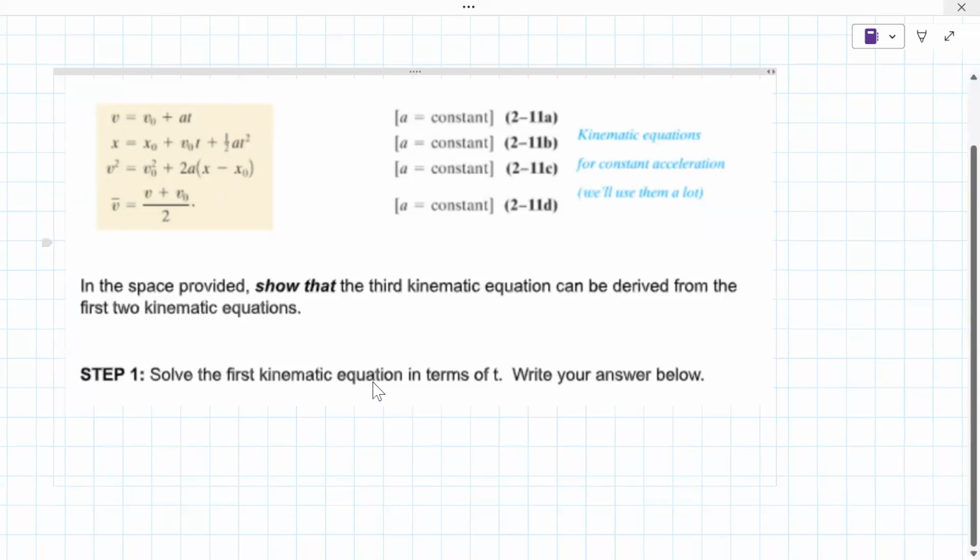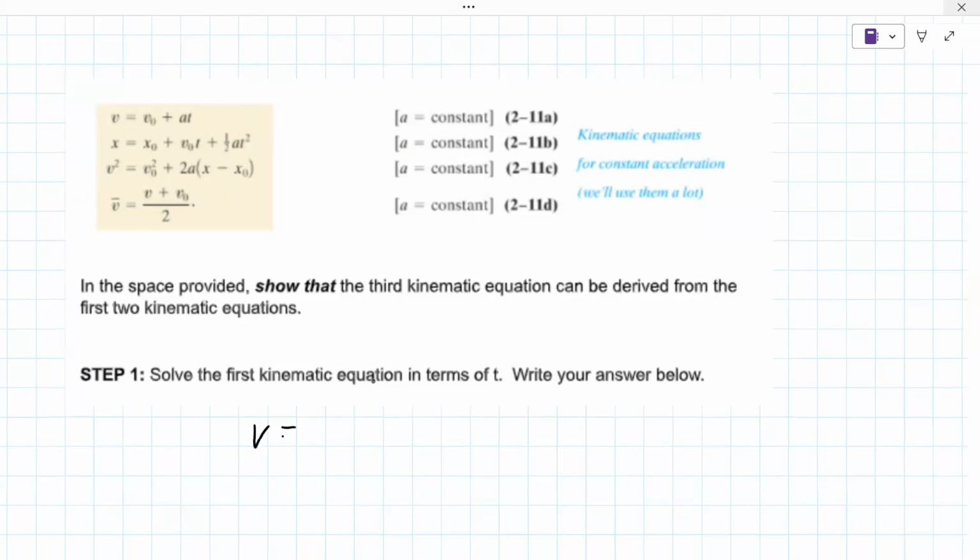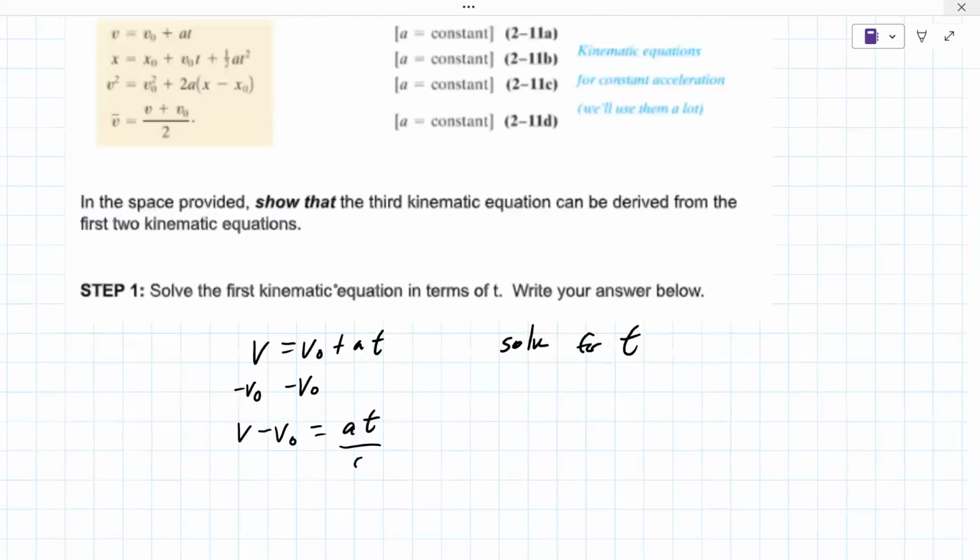It says solve the first kinematic equation in terms of t. V equals v0 plus at. Solve for t. This is a literal equation. So you're going to subtract v0 from both sides. You get v minus v0 equals acceleration times time, and then divide by a. So t equals v minus v0 divided by a, like that. All right, so that's everything for step one.